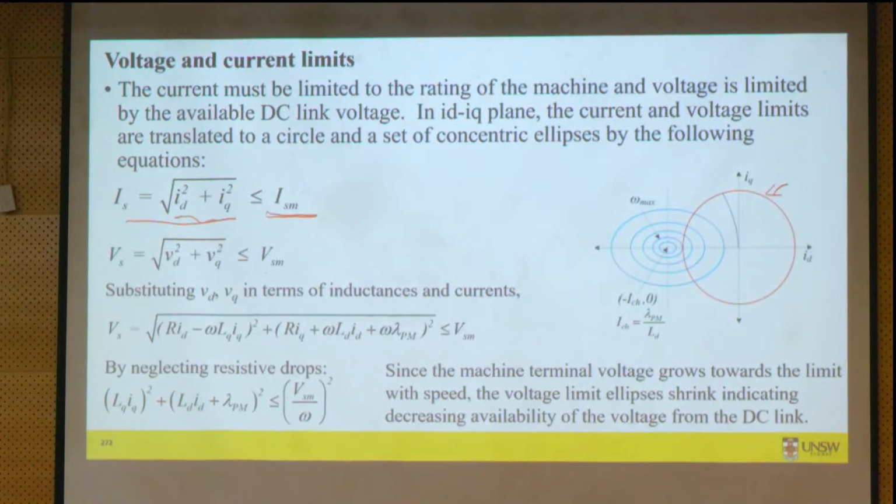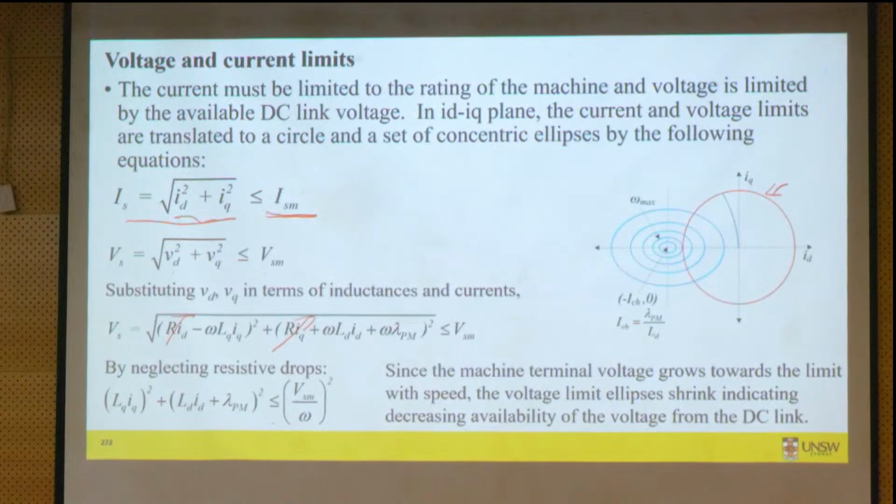Now this VD and VQ, if we replace them with our VD equation and VQ equations, we will get the equations in terms of inductances. And let's just for the time being ignore the resistance drop, RD and RQ. If I ignore them, I will get a much more simplified equation for the voltage. And if you look here, this is actually the equation of an ellipse, right?